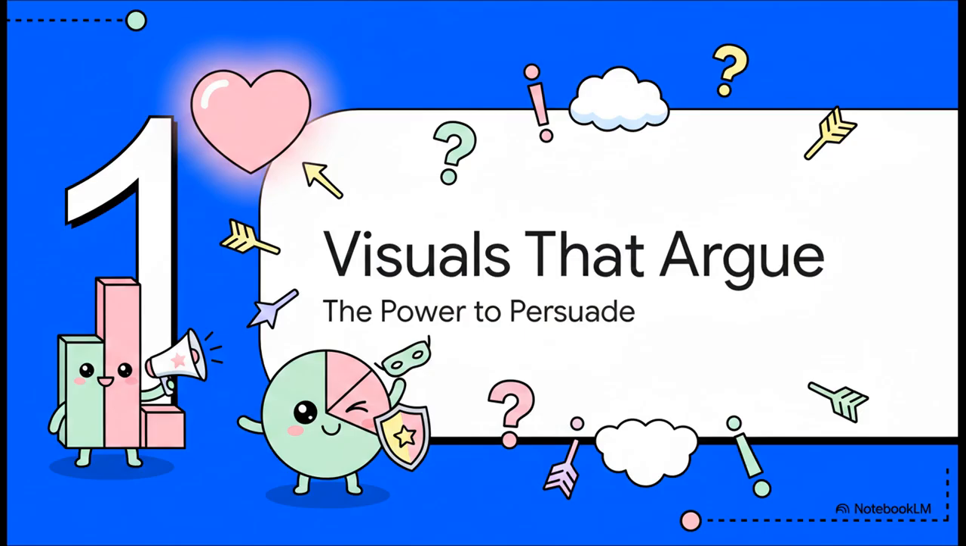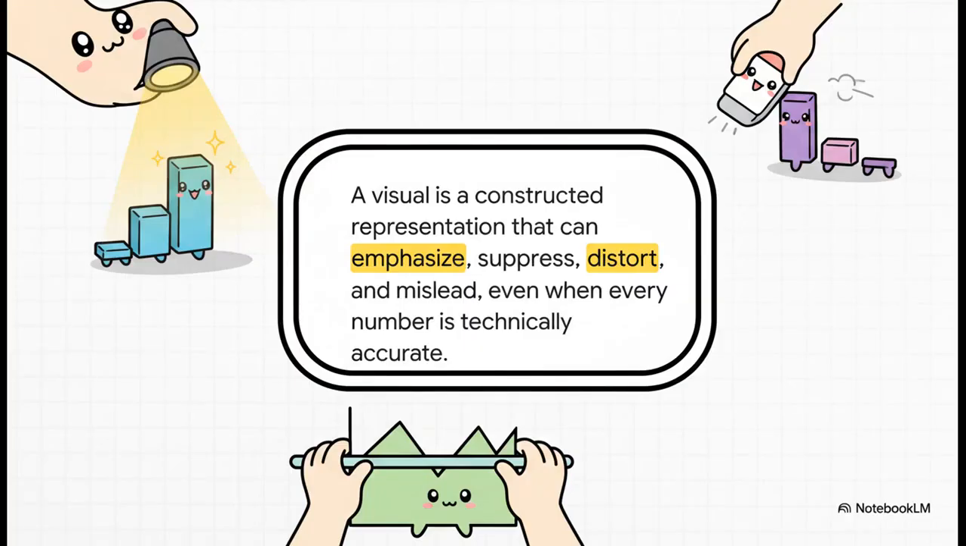So let's dive into our first section. The whole idea here is that because these visuals are arguing a point, they come with this really heavy ethical weight. The power to persuade is also the power to mislead. And here's what's so fascinating, or maybe a little scary. A visual can be totally misleading, even when every single number on it is technically correct. The trick isn't in the data itself, it's in the design choices. It's about how it's framed, what's been left out, and what's been cranked up to 11. That is the real, and sometimes dangerous, power of visual communication.